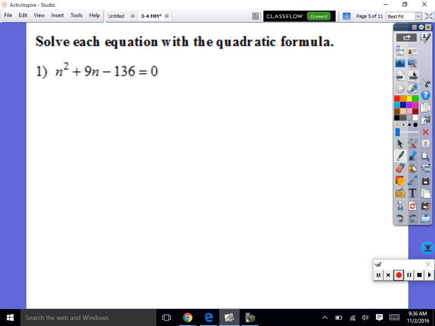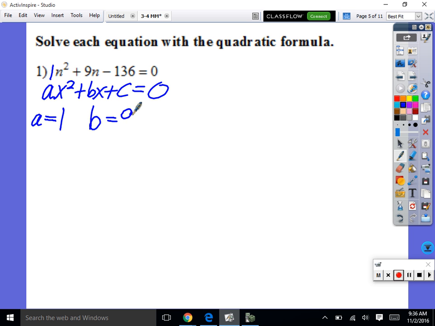All right, so our first step with quadratic formula is to get it in standard form and set equal to 0: ax squared plus bx plus c equals 0. This one's in standard form. So now list out what a is. A is the variable in front of x squared, or in front of n squared, so a is 1. My b value is in front of x, so that's positive 9.